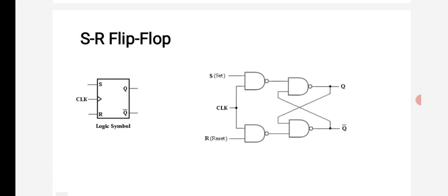So the first one is the SR flip-flop. This is the logic symbol for the SR flip-flop. This is the circuit for the SR flip-flop. Here S and R are set and reset. The inputs will be given to the NAND gates. The outputs are Q and Q bar.